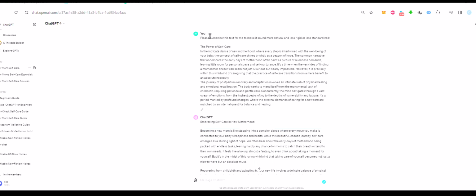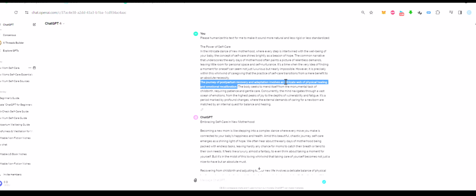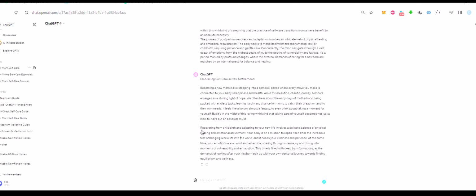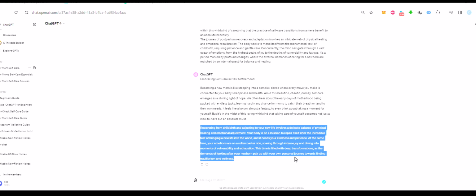So it does take my prompt to heart and it does make it less rigid and less standardized. Here too, the journey of postpartum recovery and adaptation involves an intricate web of physical healing. Plus, we have intricate again, right? That's not good writing. So, what do we have here? Recovering from childbirth and adjusting to new life involves a delicate balance of physical healing and emotional adjustment. Your body's on a mission to repair itself after the incredible feat of bringing new life into the world, and it needs your kindness and patience. At the same time, your emotions are on a roller coaster ride.